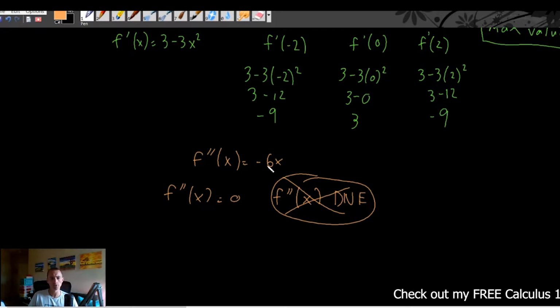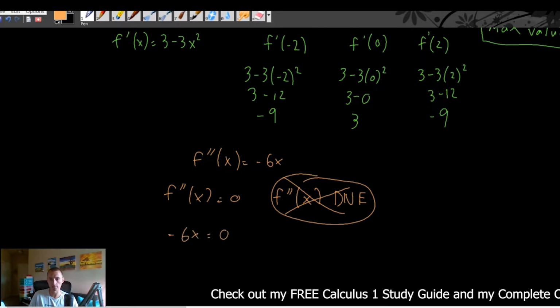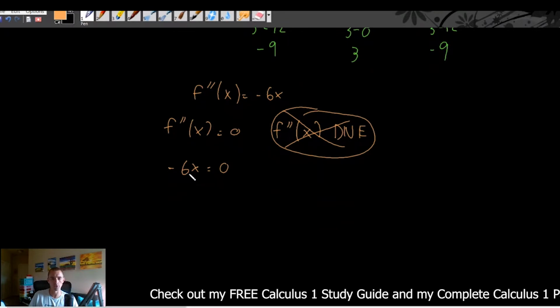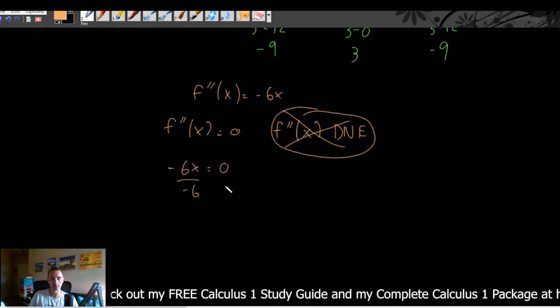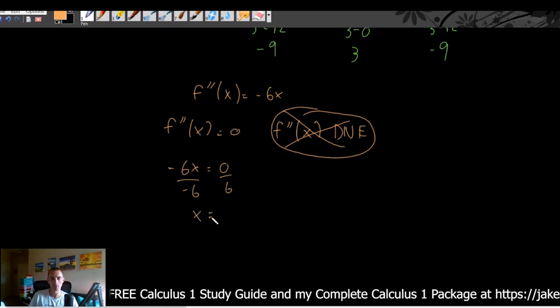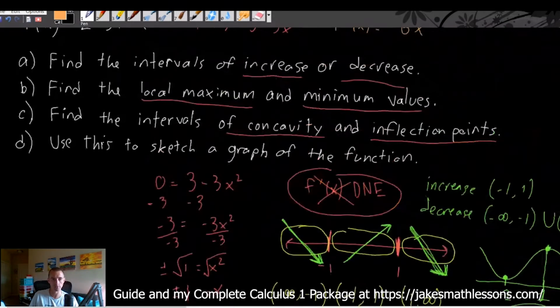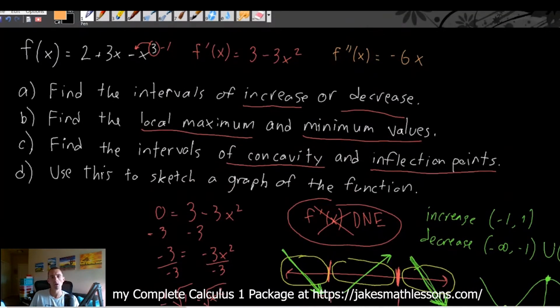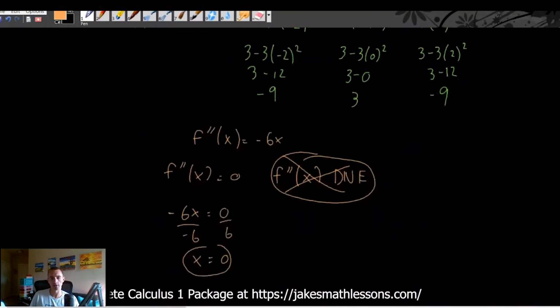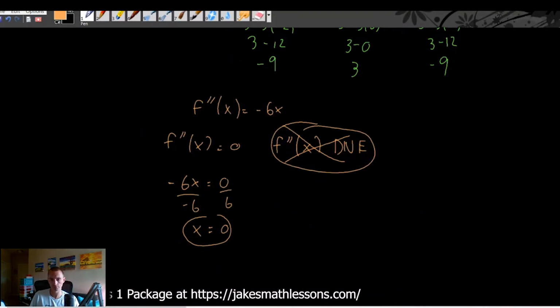To do that, we take our second derivative, set it equal to 0 and solve for x. In this case, it's going to be pretty straightforward. If we divide both sides by negative 6, we just get x equals 0 is our only inflection point. So that's part of part C right there. Our inflection point is x equals 0.